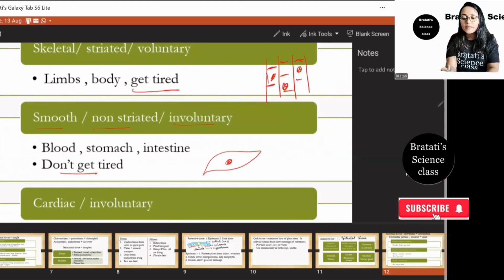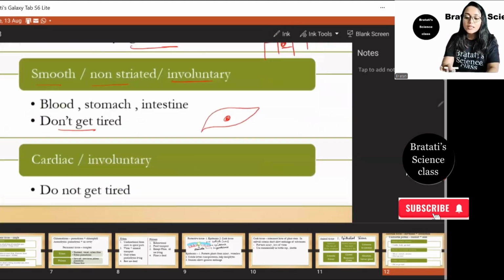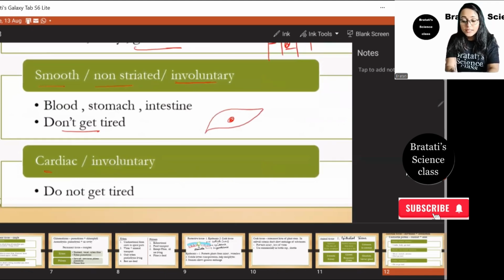It doesn't get tired because it is involuntary and not in our control. The cardiac muscle is present in the heart, and our heart is also pumping non-stop. The day it stops working, we say cardiac arrest nowadays, right? There are many things related to the heart which we are not sure about, like how a stroke comes.